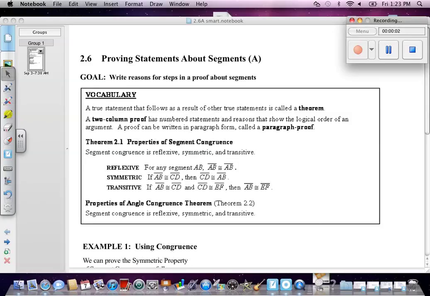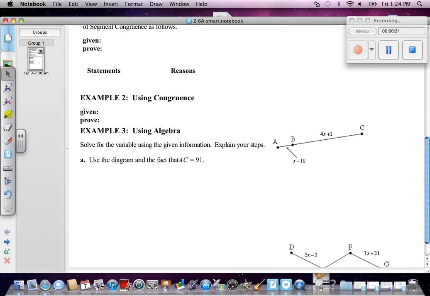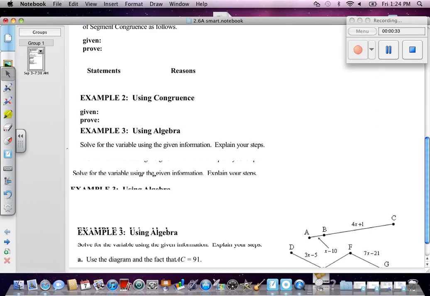All right, we're looking at proving statements about segments. A true statement that follows from other true statements is called a theorem. A two-column proof we've done talks about reflexive, symmetric, and transitive. Those are all properties you should be writing down, along with your theorem and postulate. We're going to talk about properties of angle congruence. Segment congruence is reflexive, symmetric, and transitive. So we're going to start with this fun and exciting proof.